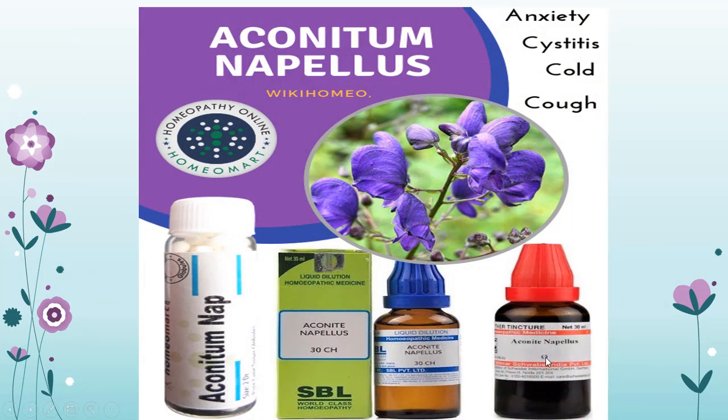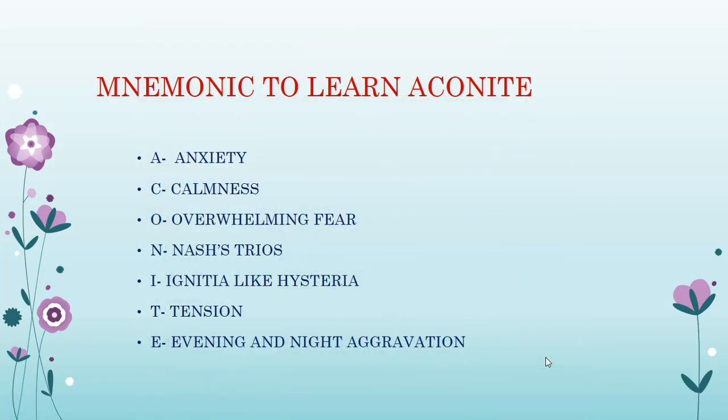So here I have made one beautiful mnemonic in order to remember this medicine permanently in your mind. As you can see here on the screen, Aconite: A stands for anxiety, C stands for calmness, O stands for overwhelming fear, N stands for nauseous trios, I stands for hysteria, T stands for tension, E stands for evening and night aggravation. So this beautiful mnemonic will help you to remember this medicine permanently.